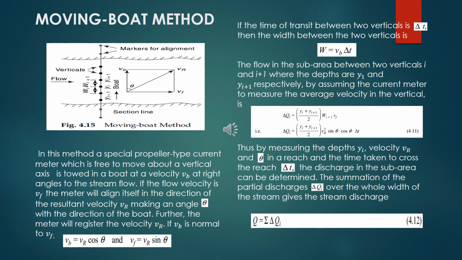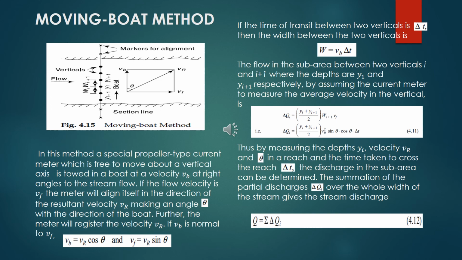If V sub B is normal to V sub F, we have V sub B equals the resultant velocity times cosine theta, and V sub F equals the resultant velocity times sine theta. If the time of transit between two verticals is change in time, then the width between the two verticals is W equals V sub B times change in time.